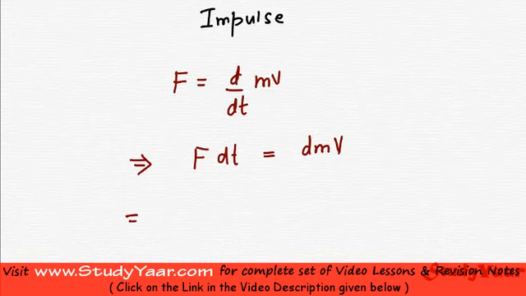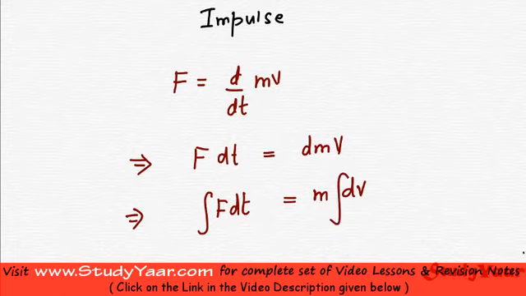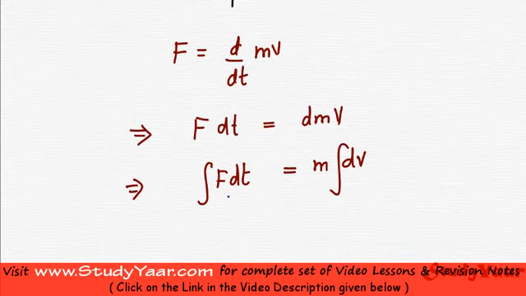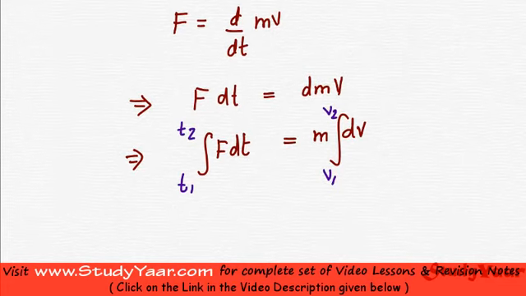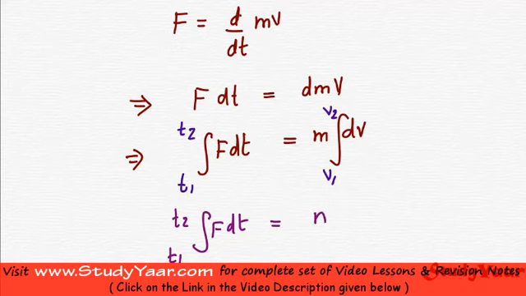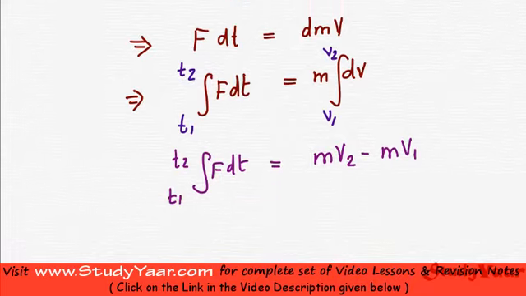If I integrate this, F dt is equal to m dv. Let's take a look at the limits. At t is equal to t1, let's suppose my velocity is v1. At t is equal to t2, let's suppose my velocity is v2. Then what I get is the integral of F dt from t1 to t2 is equal to mv2 minus mv1.